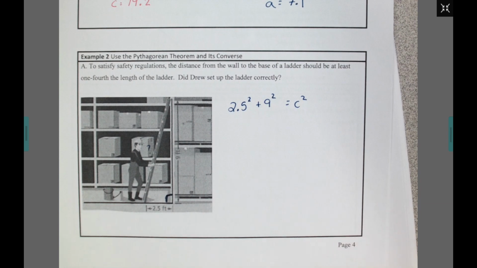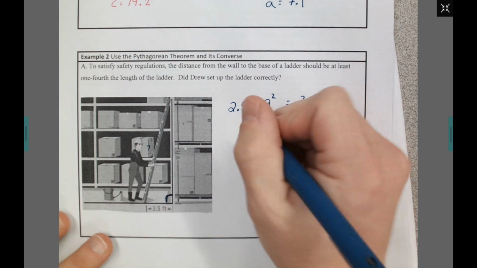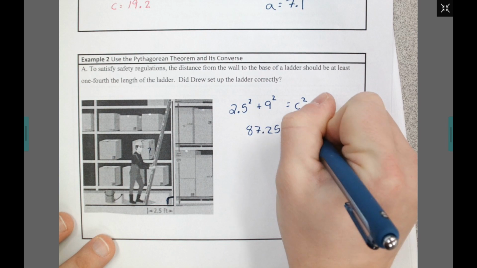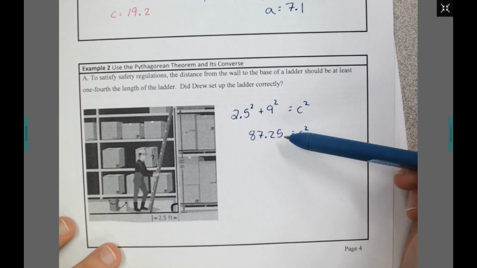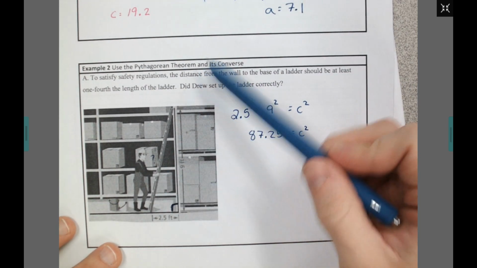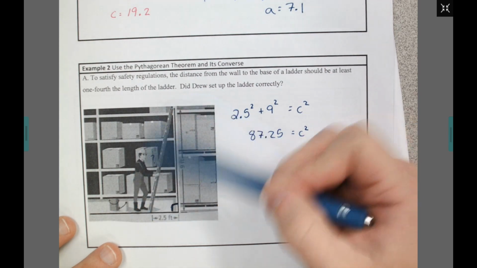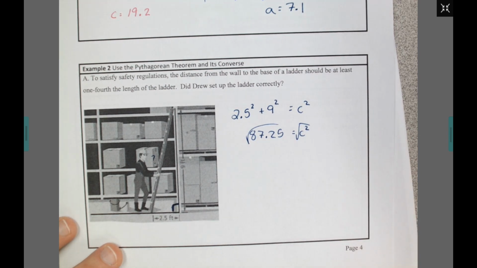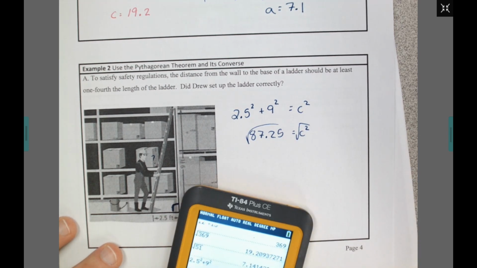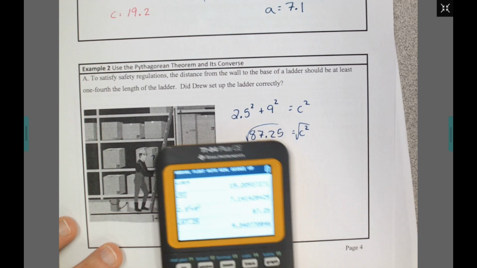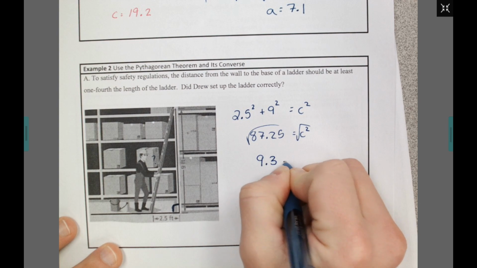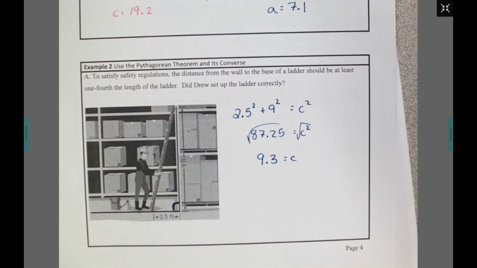Okay, so again, calculator driven going through, you got 2.5 squared plus 9 squared. It's going to give me 87.25. You got to remember to take the square root. Hopefully you can tell that 87.25 is not the length of the ladder. That does not make sense at all for the setup we have going on. So you need to take the square root of each side. Square root of 87.25 is going to give me 9.3. Giving us the length of the ladder, 9.3 feet.